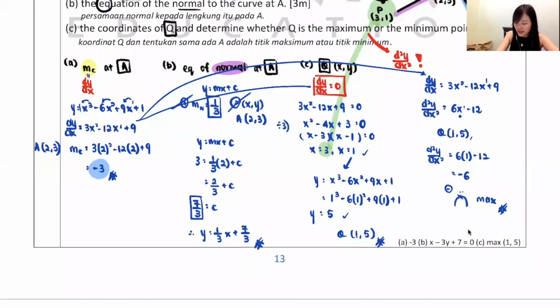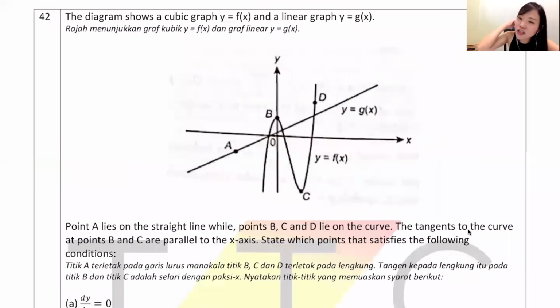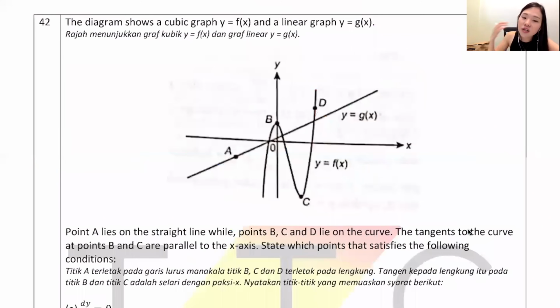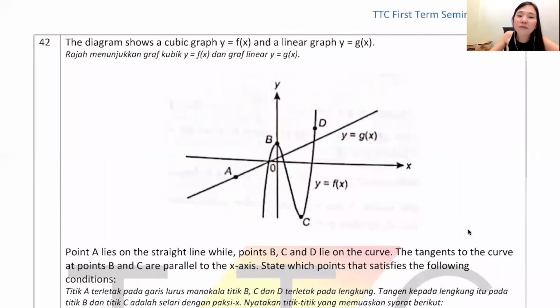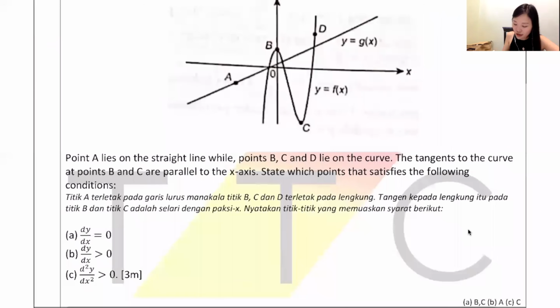Done. Next. Hey, this one is not bad. It is question 42. It's a real SPM question that came out before. Let me read for you guys, okay? The diagram shows a cubic graph y equals f(x). So guys, this curve is called y equals f(x). And there's a linear graph y equals g(x), which is a straight line. So there are these two things, okay? Next, point A lies on the straight line, where you can all see it. And B, C, D lie on the curve. So B, C, and D are all on the curve, okay?